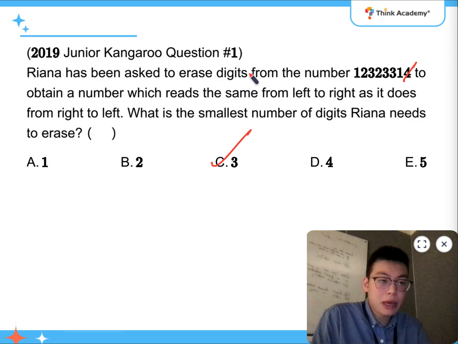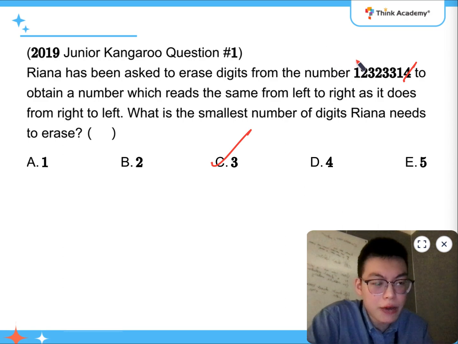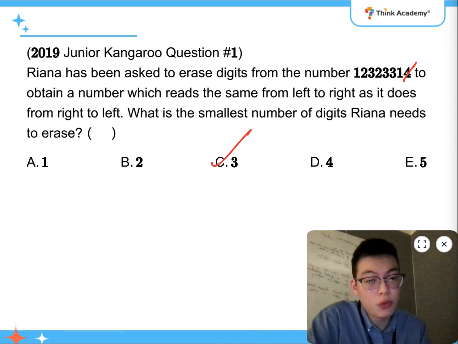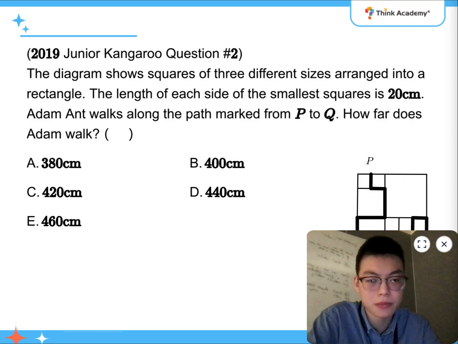But then we can think about other possibilities. If I need to have 1, 3, 2 as the start by removing 2, it means that on the other end, I have to remove another 3. If I need to have 1, 3, 3 as the start, and of course the other end 3, I need to erase the 2 of the 2s. So no matter which way I'm doing it, I need to erase 3 digits. All right, so that's the first question.